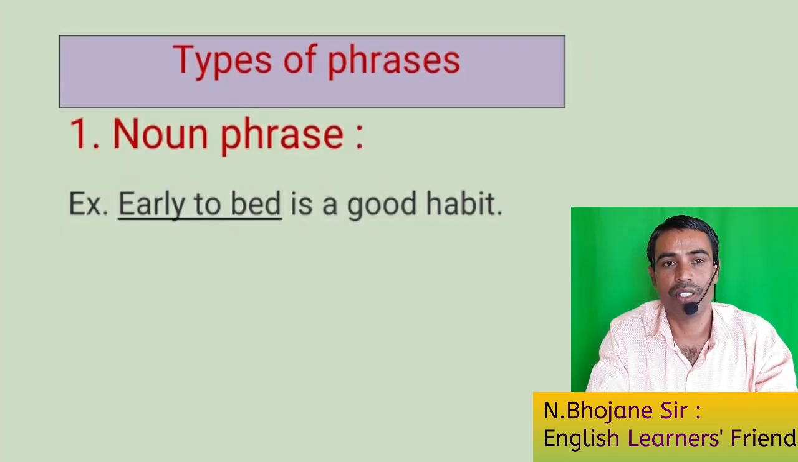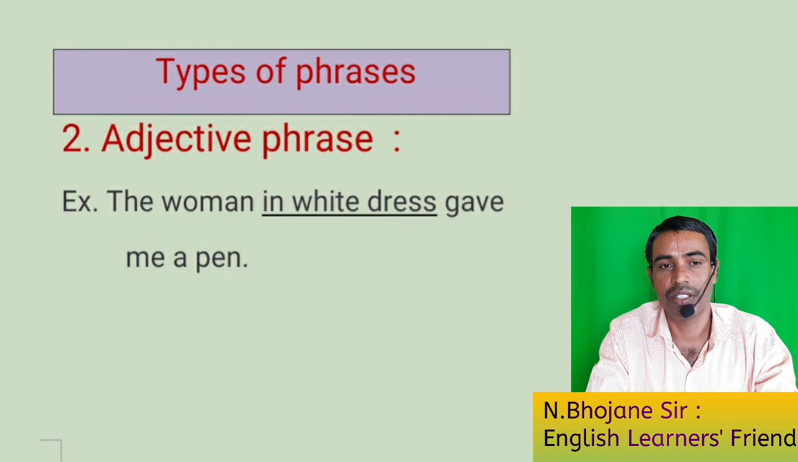Types of phrases. There are three types of phrases: noun phrase, adjective phrase, and adverb phrase. Noun phrase. Noun phrase functions as a noun. For example, early to bed is a good habit. Adjective phrase. Adjective phrase functions as an adjective. For example, the woman in white dress gave me a pen. Now here, in white dress is an example of adjective phrase.